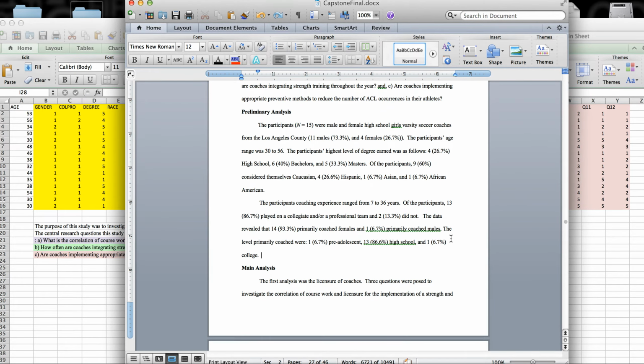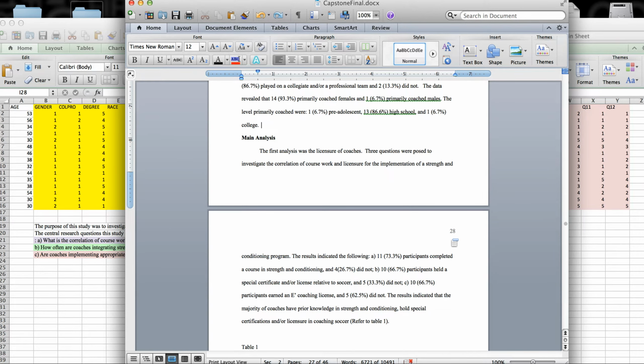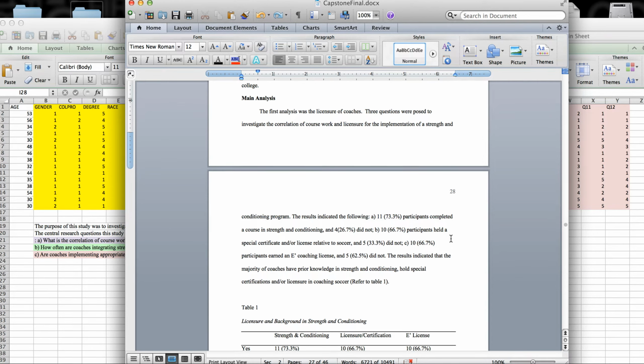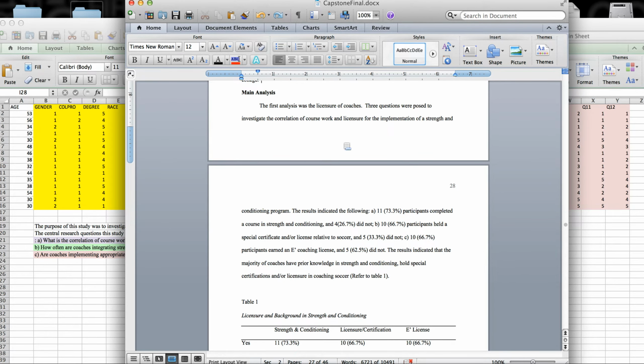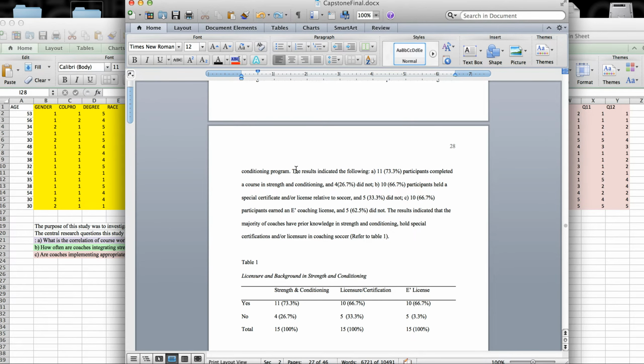And now we go into the main analysis. And the main analysis is where you make meaning of your data for each of your central research questions. So you can see how she starts off. She says the first analysis was the licensure of coaches. And then she explains to us that there were 3 questions posed to investigate correlation of coursework and licensure in the implementation of a strength and conditioning program. And then she gives the specific results.